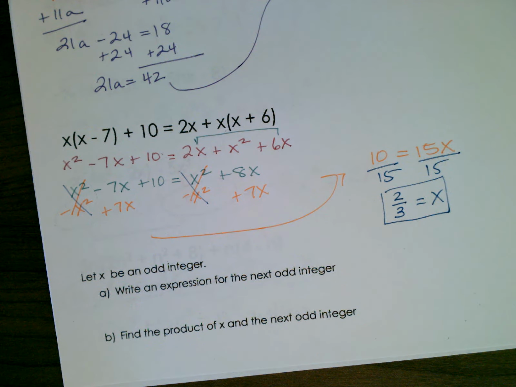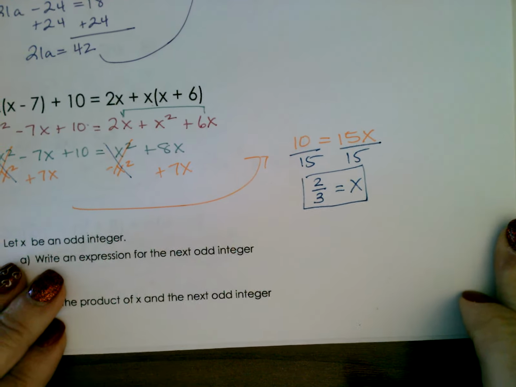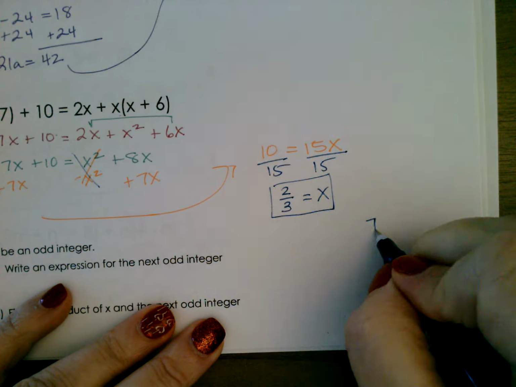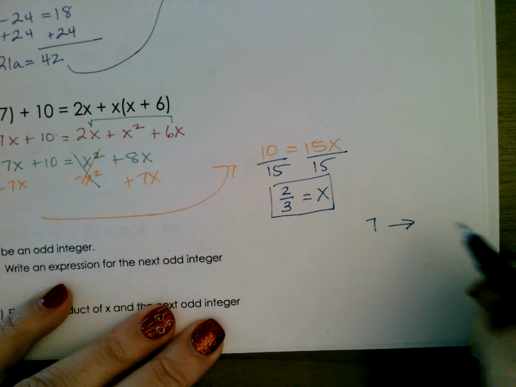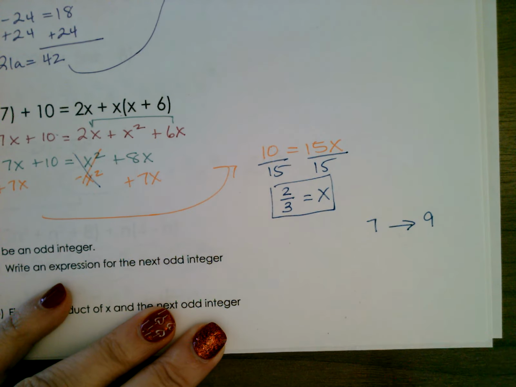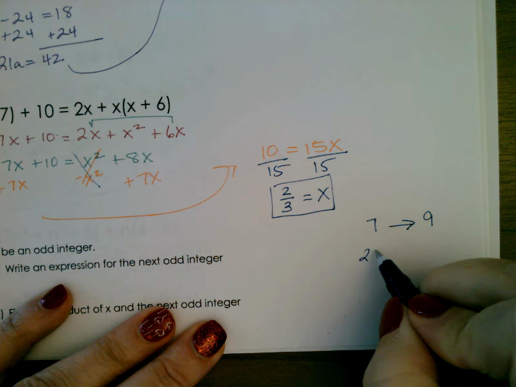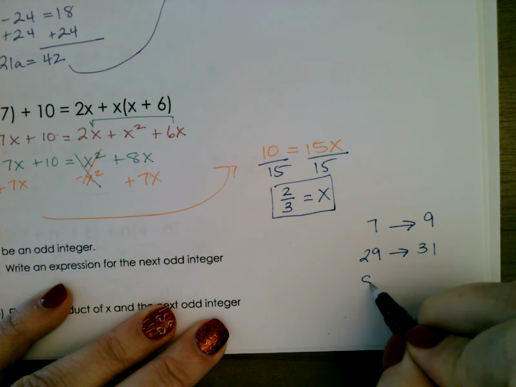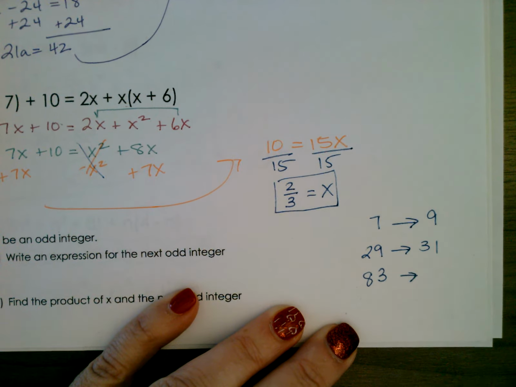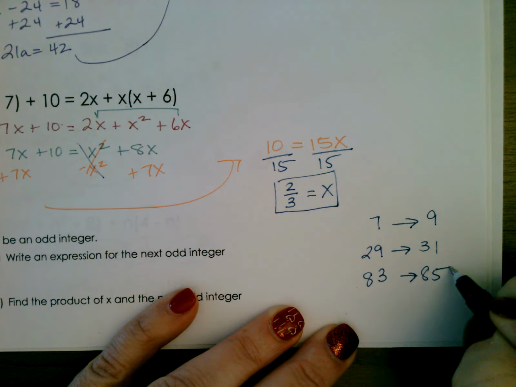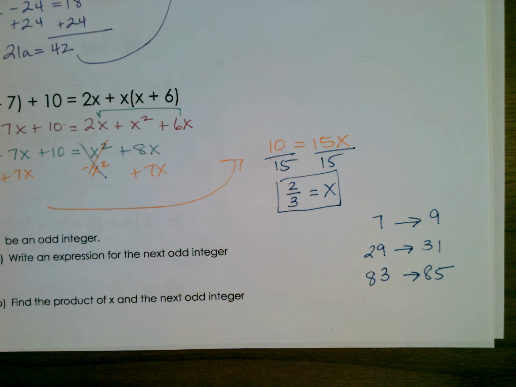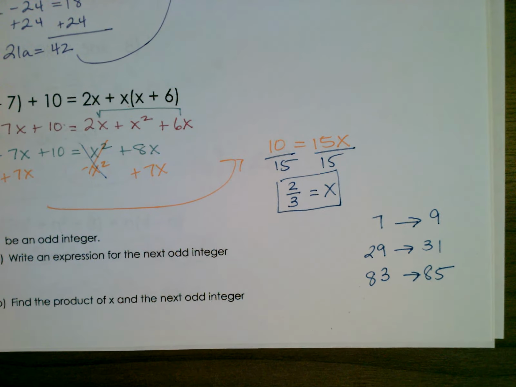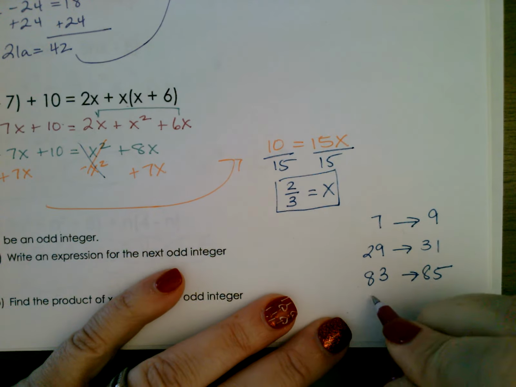Okay, now I want you to think about this a minute. We're going to let x be an odd integer. So if I say to you, write an expression for the next odd integer. If I give you the integer 7 and I ask for the next odd, you would tell me 9. If I gave you 29, the next odd would be 31. If I gave you 83, you guys know the next one would be 85.